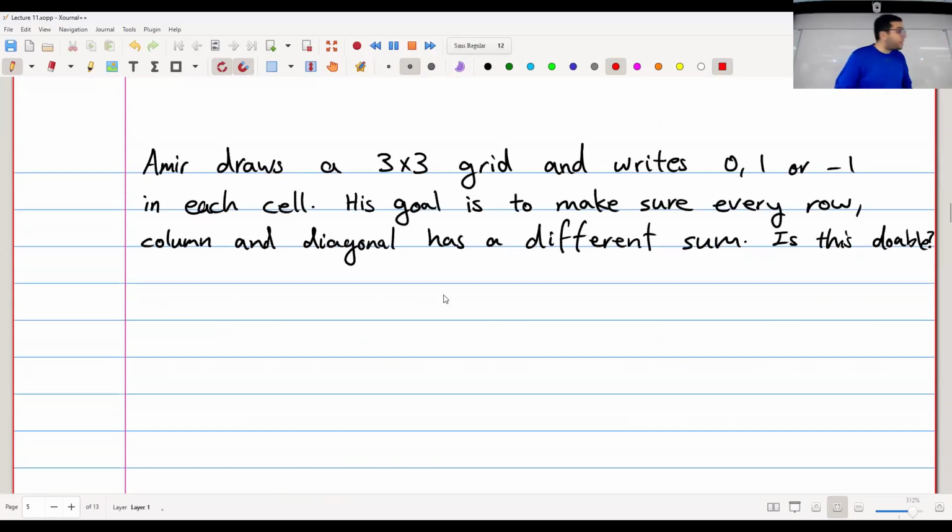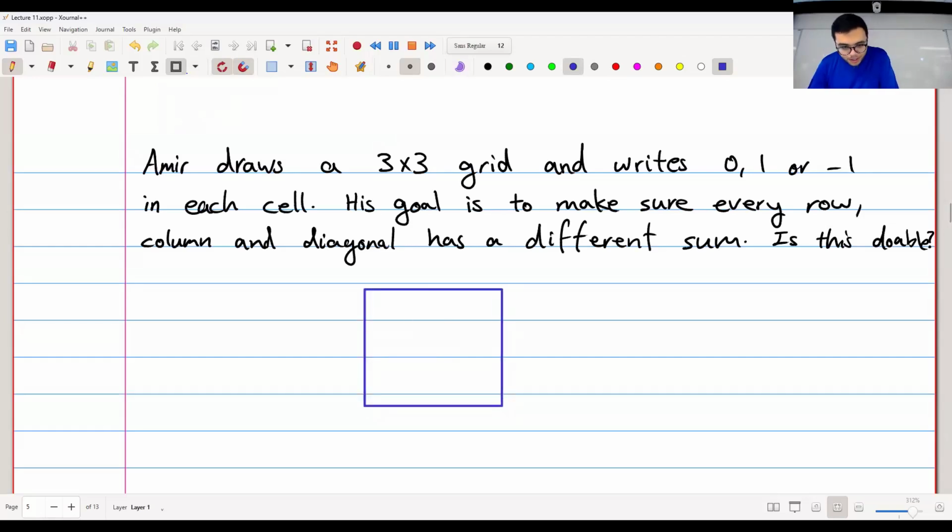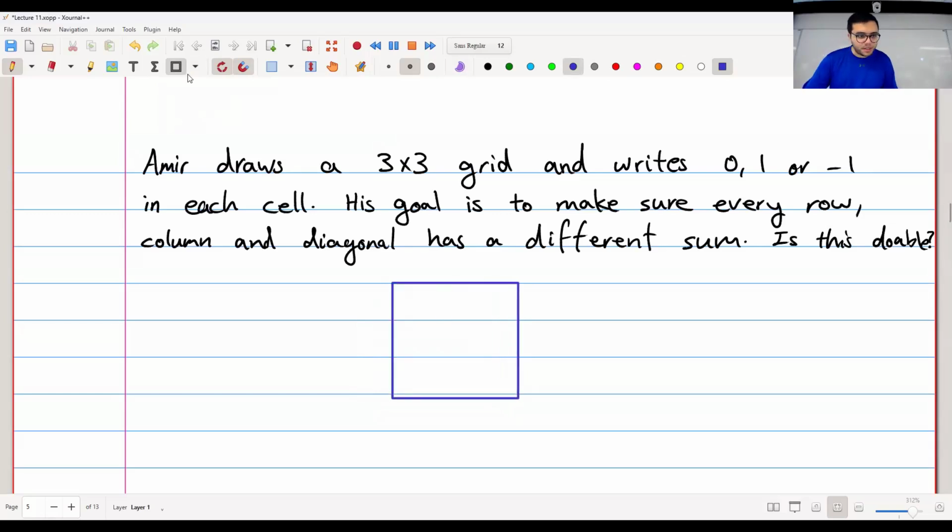Great. Let's look at this next one. So I draw a 3x3 grid. Let's say I draw a 3x3 grid, and in each of these cells, I want to write either 0 or 1 or -1, right?